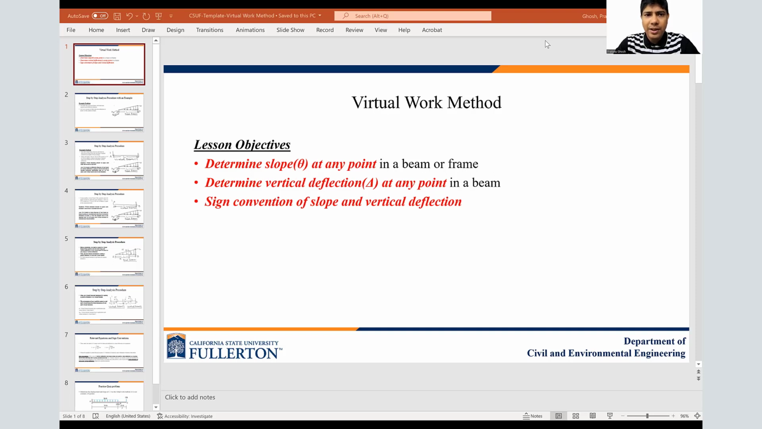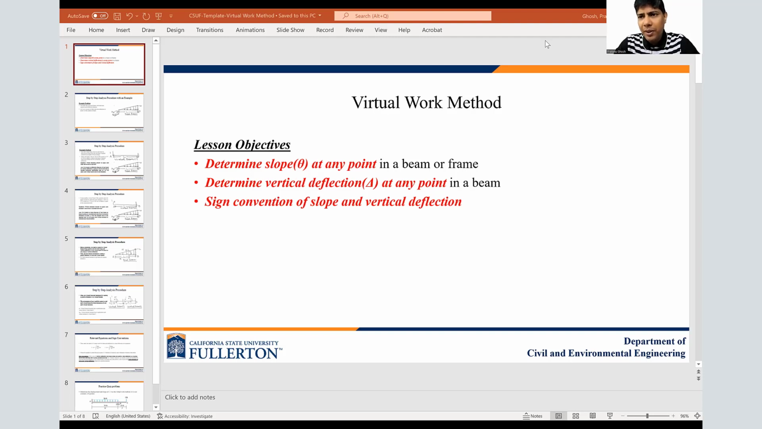So what is our lesson objective today? Determine the slope theta at any point in a beam or frame. Determine the vertical deflection at any point in a beam, which is basically delta. And we'll also know the sign convention of slope and vertical deflection.